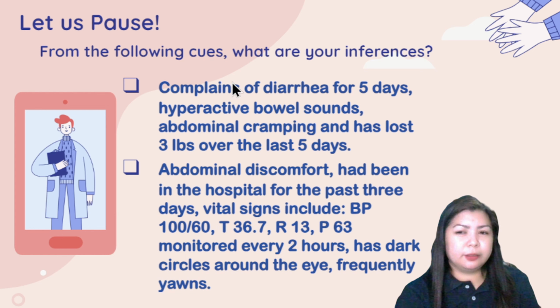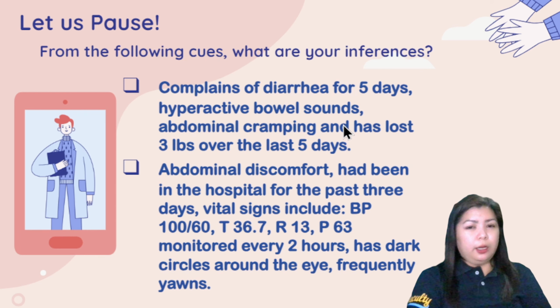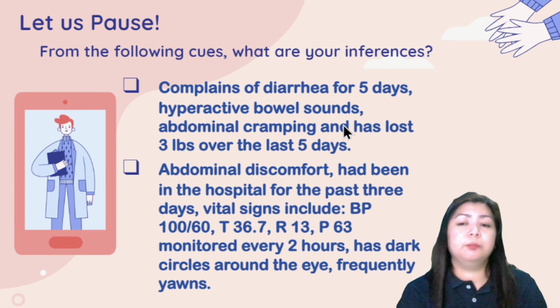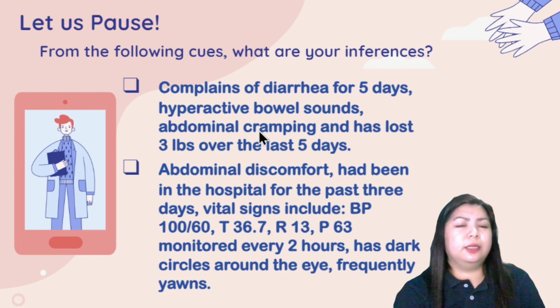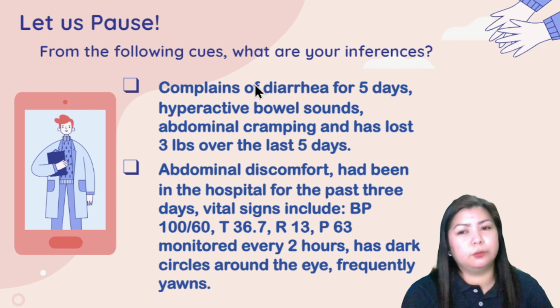Hyperactive bowel sounds, you can assess this if you use your stethoscope and place it on the epigastric area or across all the regions of your abdomen. And then abdominal cramps, pain at the stomach area. Now, what could be your possible inference if you are given these cues?